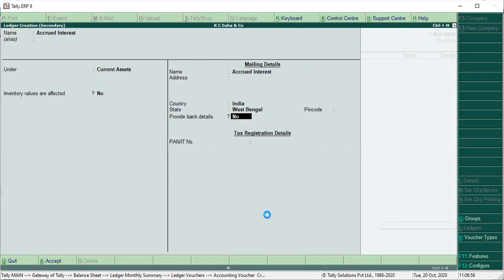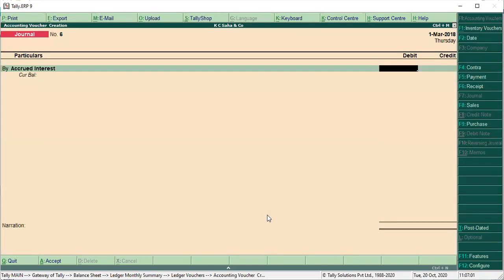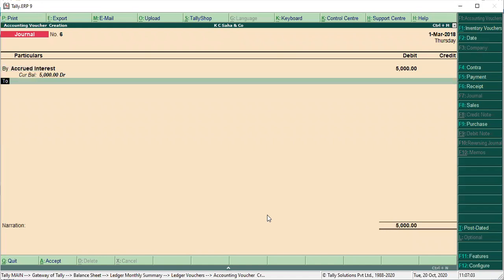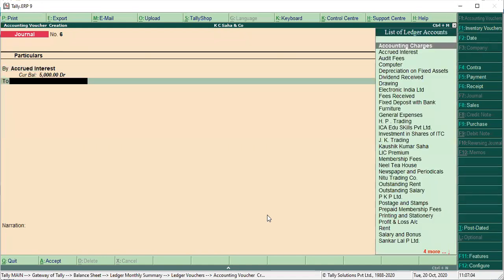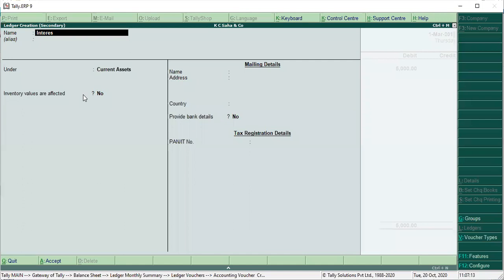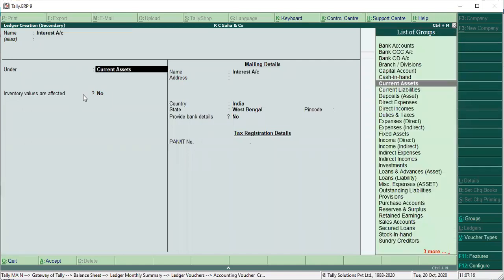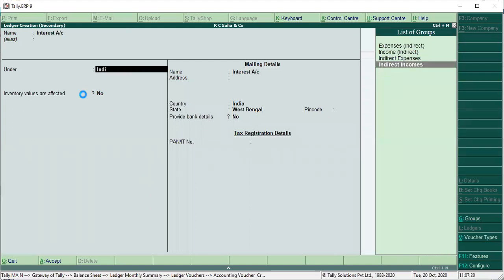Or just press Ctrl A. Okay, because there are no changes in all. So accrued interest I have taken as 5,000 rupees, to interest account. You have to do interest. There is no interest ledger also, so you have to create it here, that is Alt C, interest account. This interest account is your indirect income, so you have to group it under indirect income.